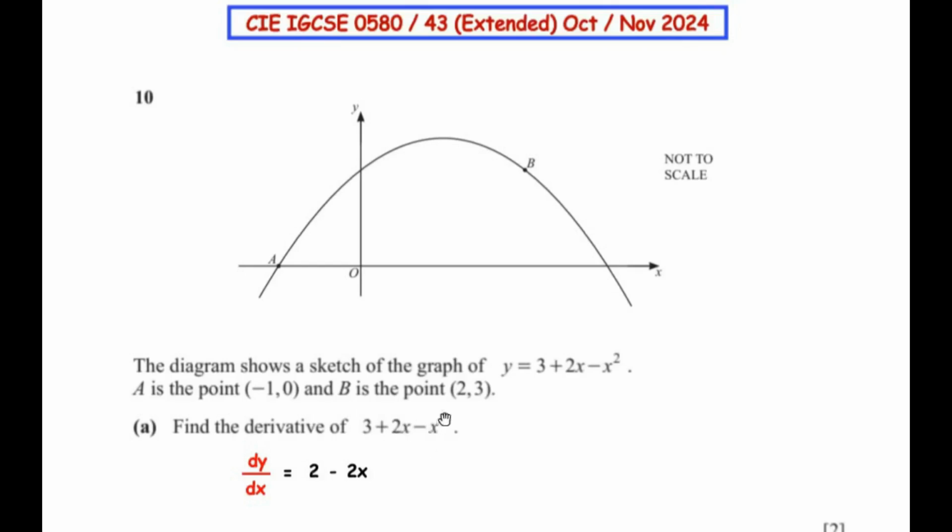the differentiation of minus x square we have used the power rule. So here the sign is kept as it is. Now the power comes down and multiplies with x and the power of x reduces by 1. So here minus x squared derivative is minus 2x. So dy by dx of this expression becomes 2 minus 2x.